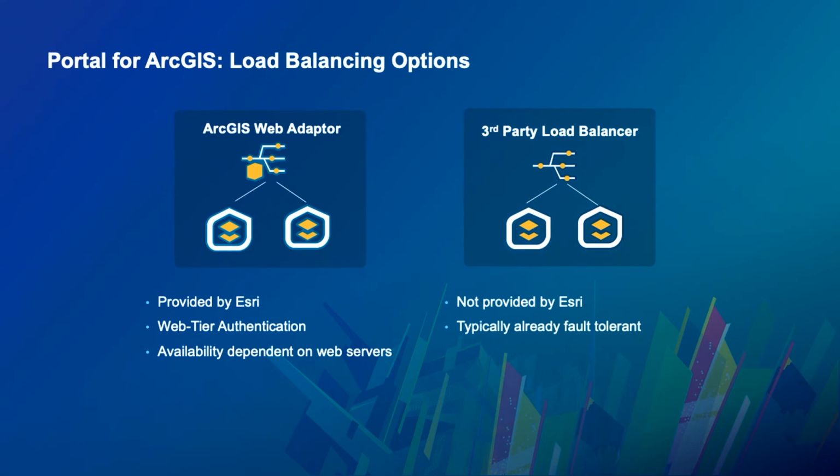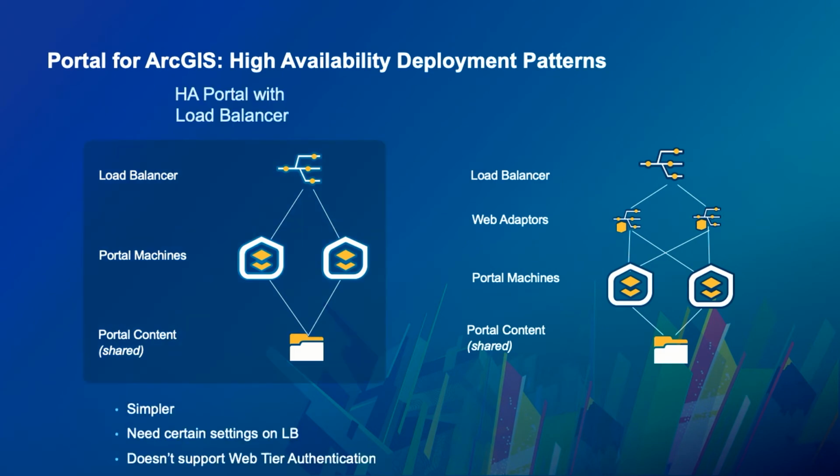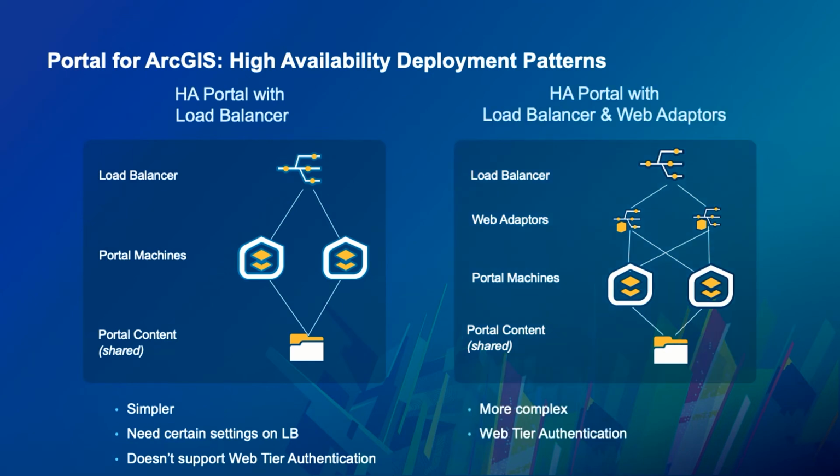Another option is to use a load balancer. It is usually not provided by Esri. It typically already has fault tolerance features. A lot of those, especially the commercial ones, usually have pretty good high availability features already. So when we put it together, for the deployment patterns when you deploy a highly available portal: on the first one, because you don't have the web adapter tier, it's simpler. It needs certain settings on the load balancer, but usually it's simple and straightforward to set. But it doesn't support web tier authentication because it doesn't have the web adapter. On the right side, it's more complex because it has a tier of web adapters, so it supports web tier authentication. But you want to make sure that your web adapters are also highly available, not a single web adapter, so there's no single point of failure there.